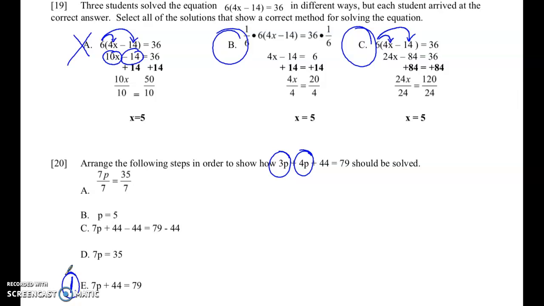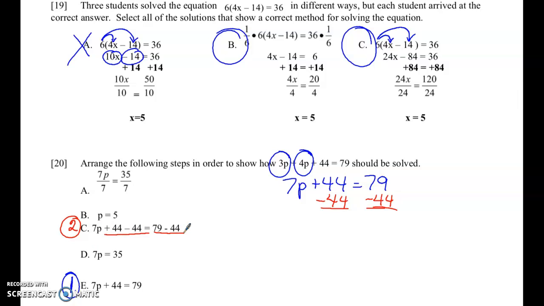After we combine like terms, next thing we're going to do is move our constants. Now, usually I write that step out. I would have my 7p plus 44 equals 79. Usually, when I do that, I go like this, minus 44, minus 44. Well, in this person's work, they went out horizontally, but right here on C, it is the same process. They just went out right here, going out to the side with their subtraction.